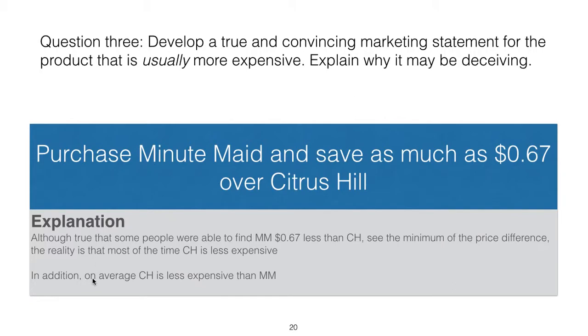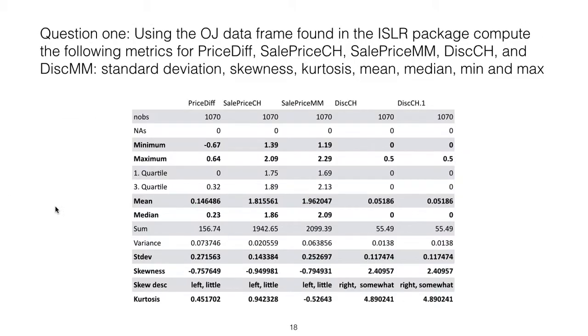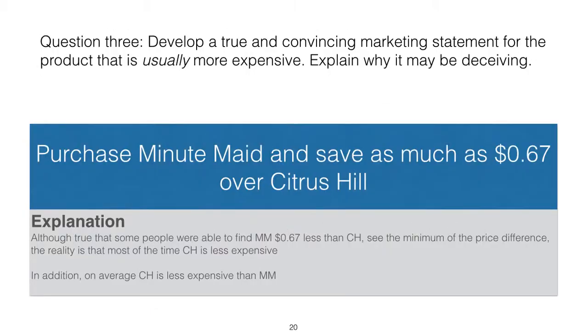And in addition, on average, Citrus Hill is less expensive than Minute Maid. On average, the mean for Citrus Hill is 181 versus 196. Even if we look at the maximum values, 209 versus 229. Clearly, if you're looking for price, your best bet would be to go to Citrus Hill. Anyway, that said, I responded to question 3.